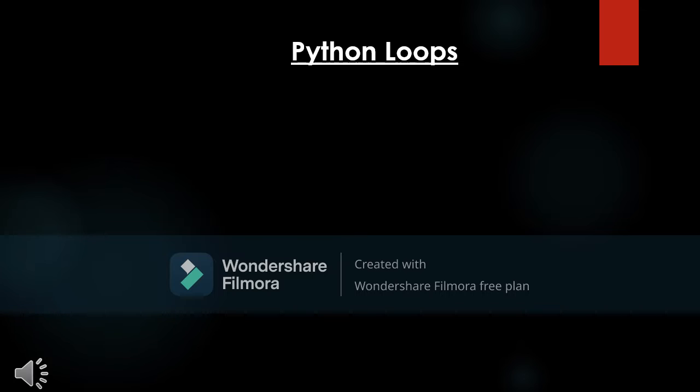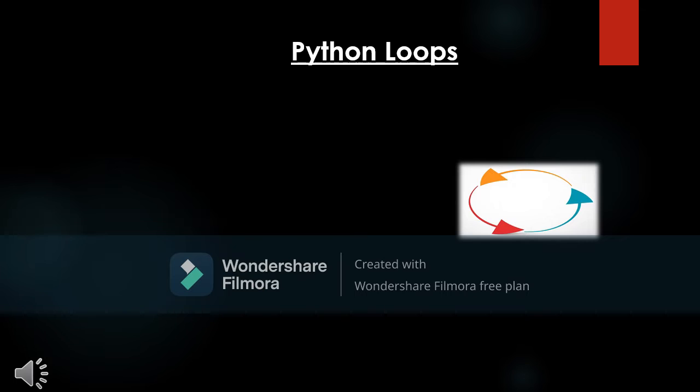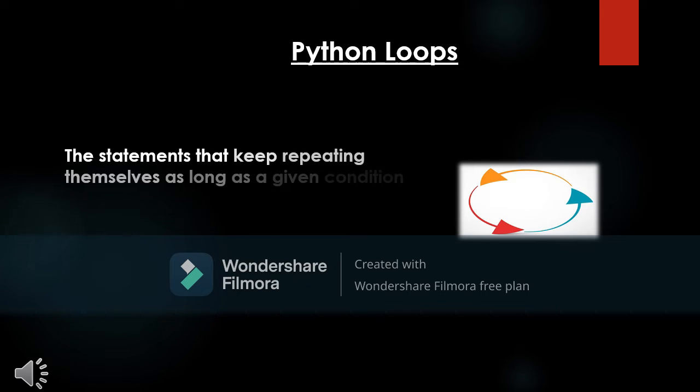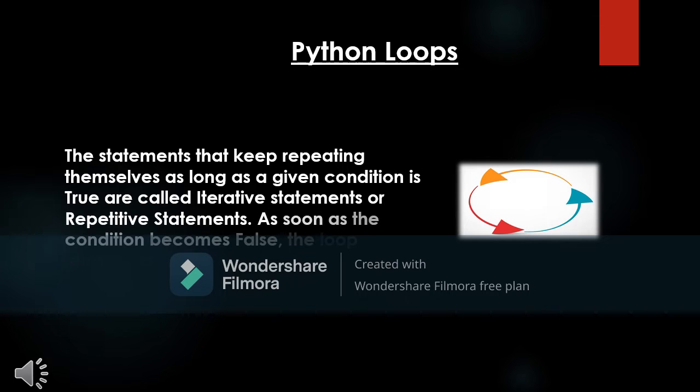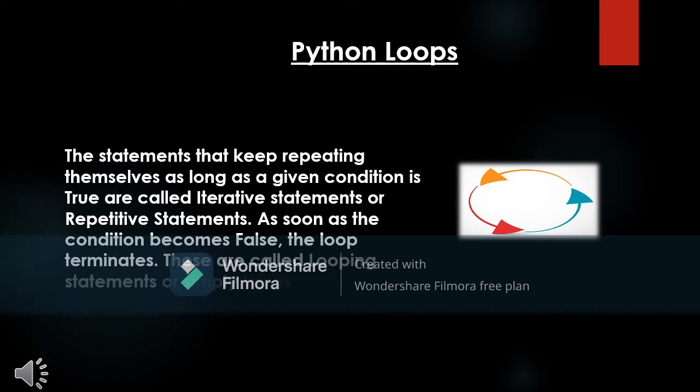In our previous slides, I have given you so many real life examples of looping. But what is looping in technical language? In Python, the statements that keep repeating themselves as long as a given condition is true are called iterative statements or repetitive statements. As soon as the condition becomes false, the loop terminates. These are called looping statements or simply loops.